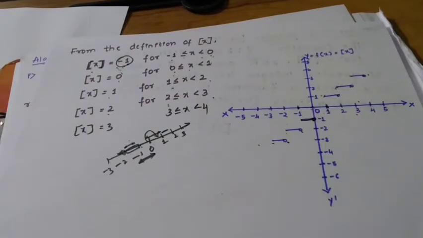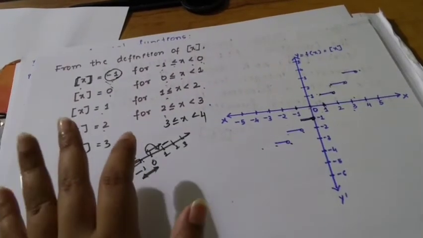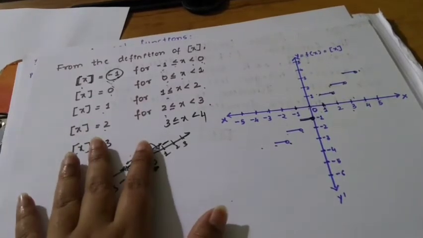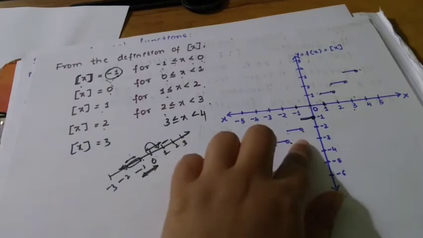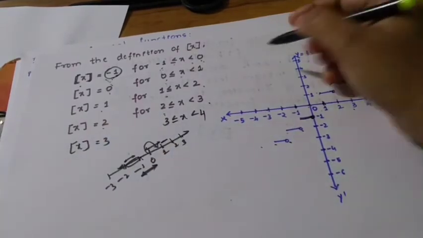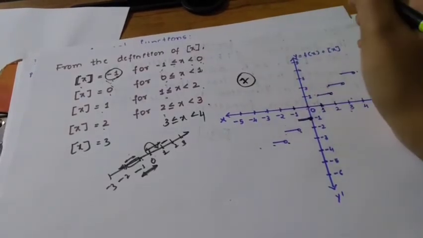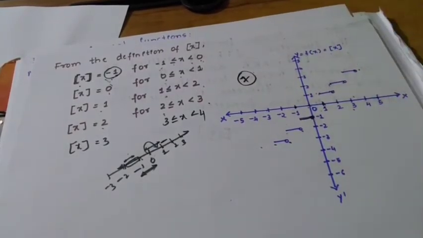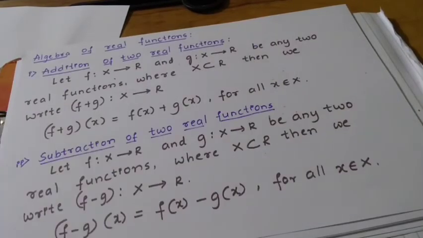Next, last we have seen the greatest integer function. Again, what is the definition of the greatest integer function? Then how you have to define the values, as well as the graph of the greatest integer function, is completed. So all 7 types of functions, be well prepared with that. Okay. Next, after these types of functions, we have to see the algebra of real functions.